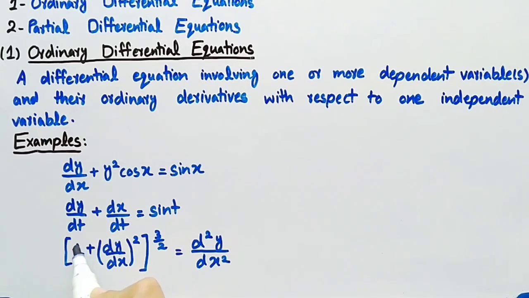dy by dt plus dx by dt equal to sin t is an ordinary differential equation with two dependent variables y and x and one independent variable t. 1 plus dy by dx whole square whole power 3 by 2 equal to d square y by dx square is an ordinary differential equation with one independent variable x and one dependent variable y.